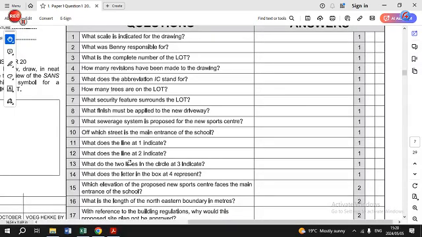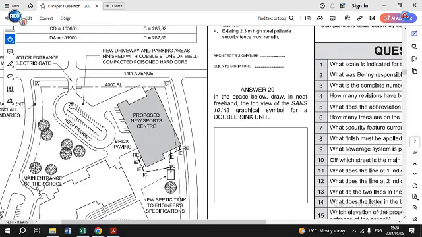If you look at question number 8, what finish must be applied to the new driveway? So if you examine where that is, this is where you're going to enter. This is where the new driveway is going to be with the new parking. And if you follow this indicator here, it will state that the new driveway and parking areas are finished with cobblestone on well compacted, poisoned hard core. So that is going to be your answer. It is cobblestone on well compacted, poisoned hard core.